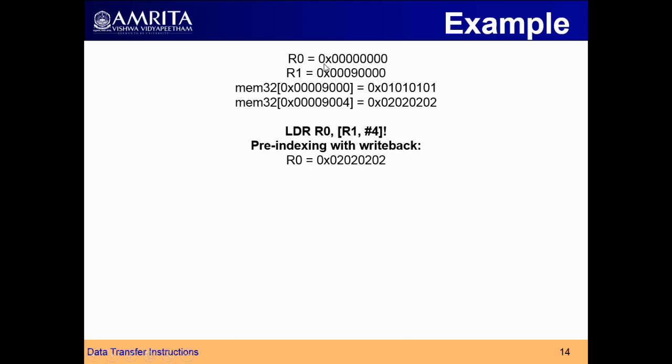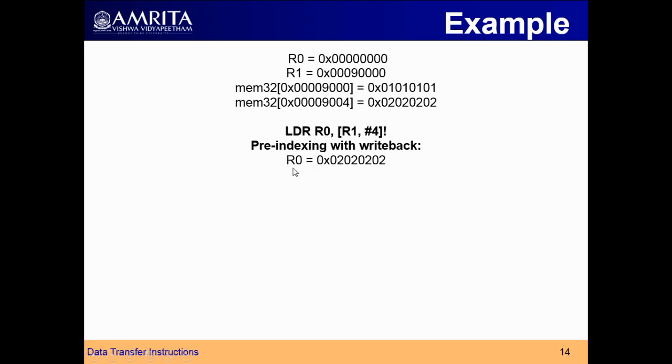So what was R1? The content of R1 was 9000. This will be incremented by 4, so you will be getting 9004. So your resultant address is 9004. The content of this address will be loaded onto R0. So what is the content of this address? That is written here: memory 32 of this address equals this data. So this data, that is 020202, will be moved on to R0.